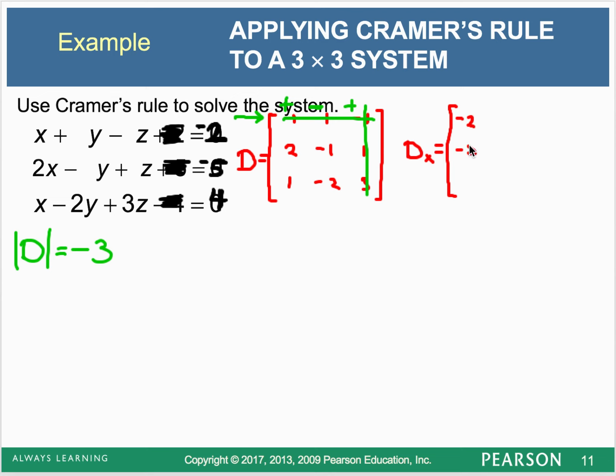Negative 2, negative 5, positive 4. And then y's will still be 1, negative 1, negative 2. Z's will be negative 1, 1, 3. I'm going to go ahead and make all my matrices since I know now that I'm going to use Cramer's rule to completely solve this. So for my D sub y matrix, I'm going to replace the solution column with the y's. So x's will be 1, 2, 1. Y's will be negative 2, negative 5, 4.